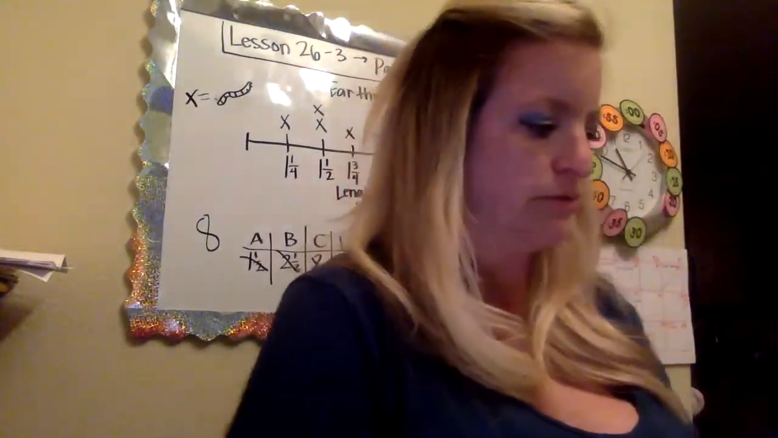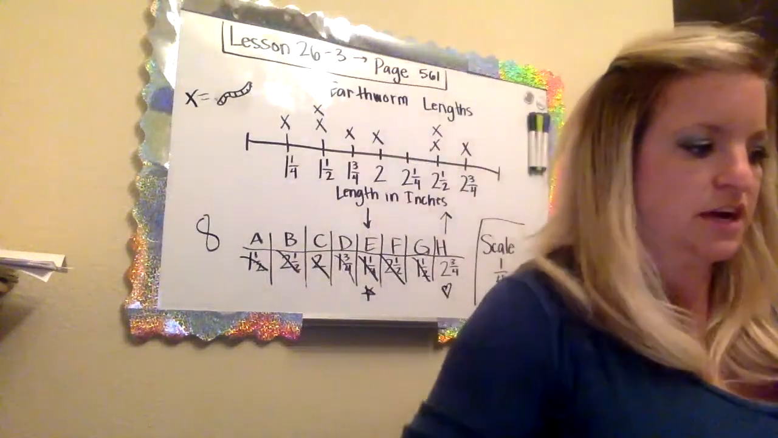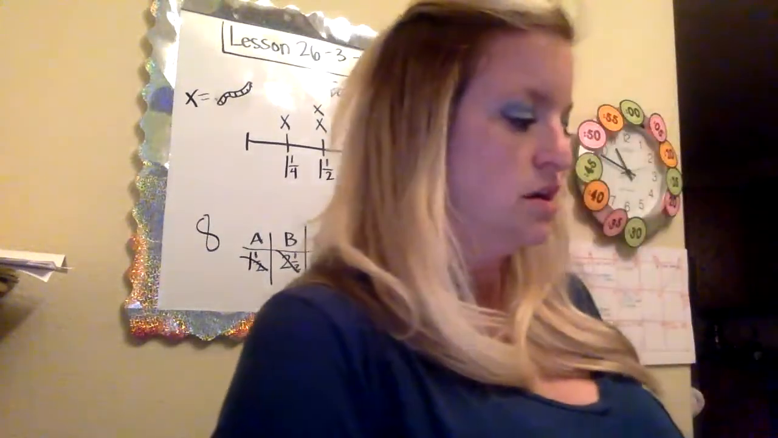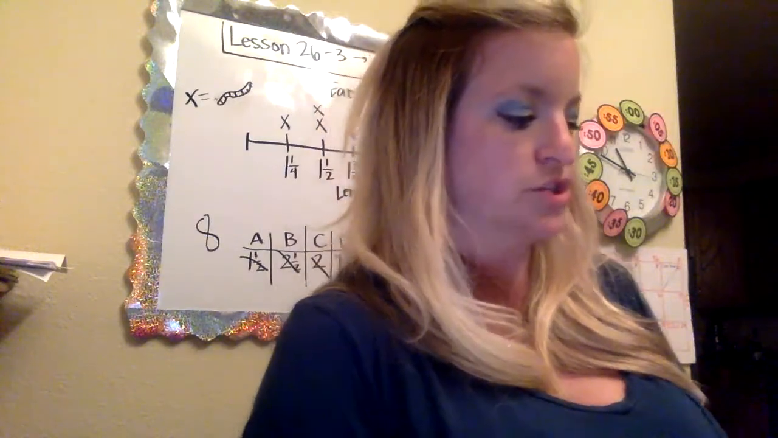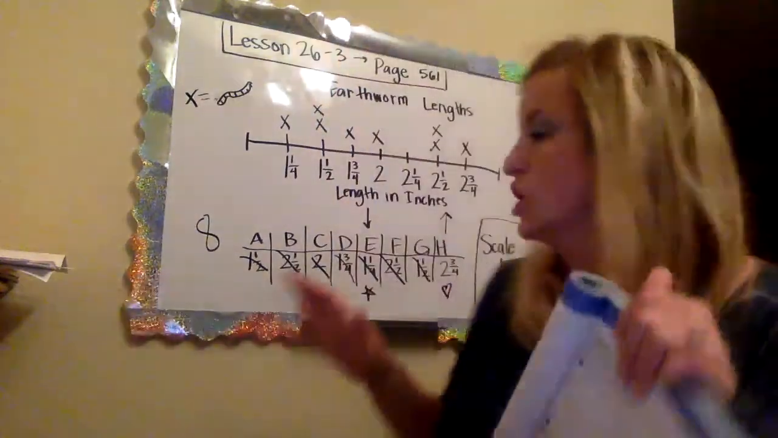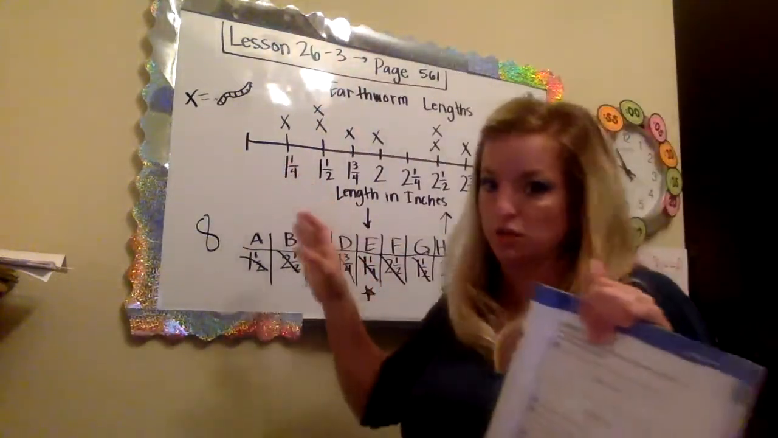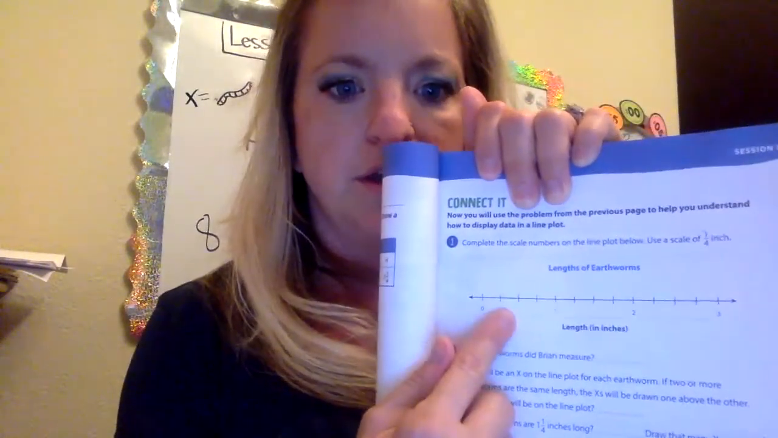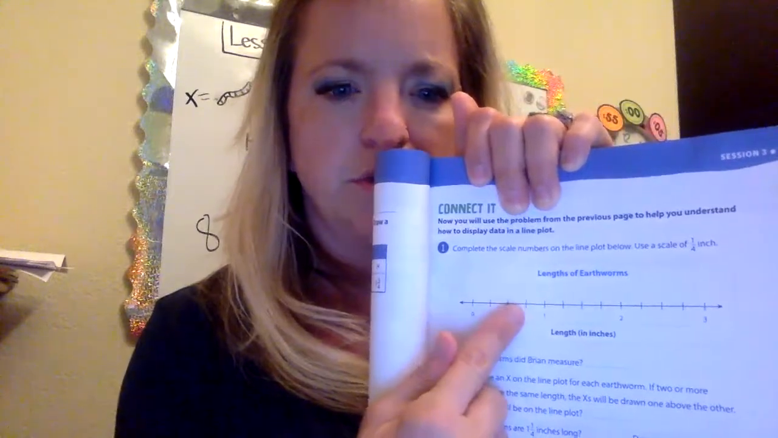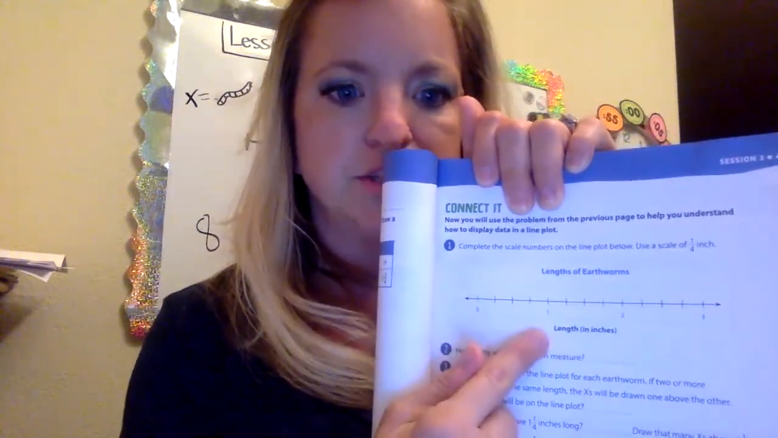Now you will use the problem from the previous page to help you understand how to display data in a line plot. Complete the scale numbers on the line plot below. Use a scale of 1/4 inch. So I didn't go all the way to 0. I just started at 1 1/4. But here you're gonna jump. You can see there's 1, 2, 3, 4. That means your denominator is 4.